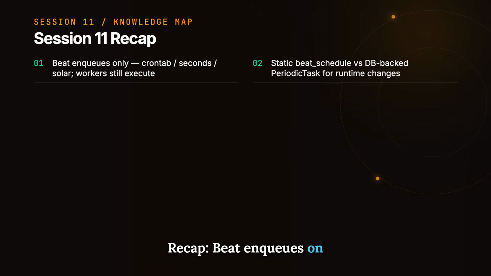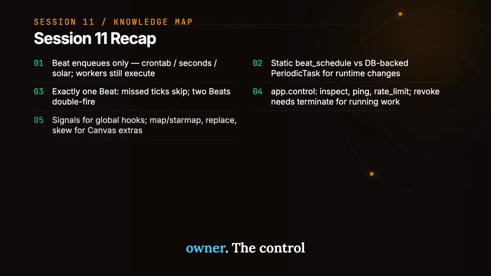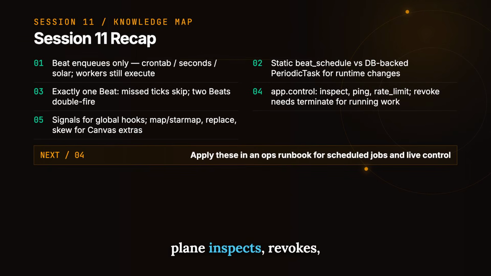Recap: beat enqueues on a schedule and needs exactly one owner. The control plane inspects, revokes, and rate limits live workers. Signals give global lifecycle hooks. Canvas extras cover map, starmap, replace, and skew for runtime orchestration.